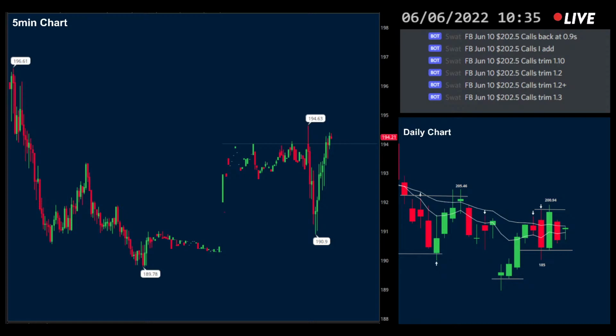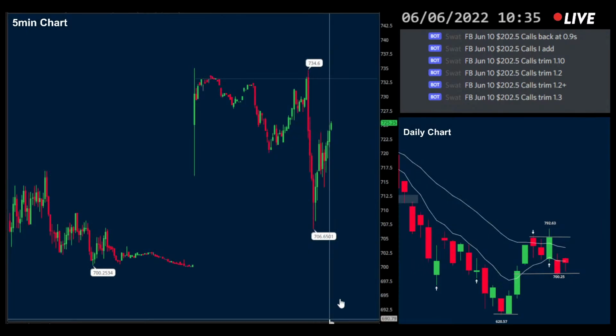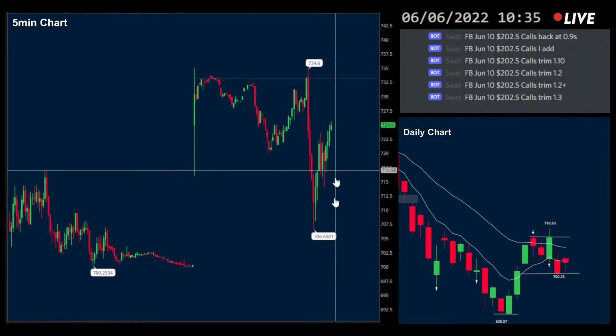Tesla going on those calls, 750, but Tesla going. Yeah, but market slow, very slow.